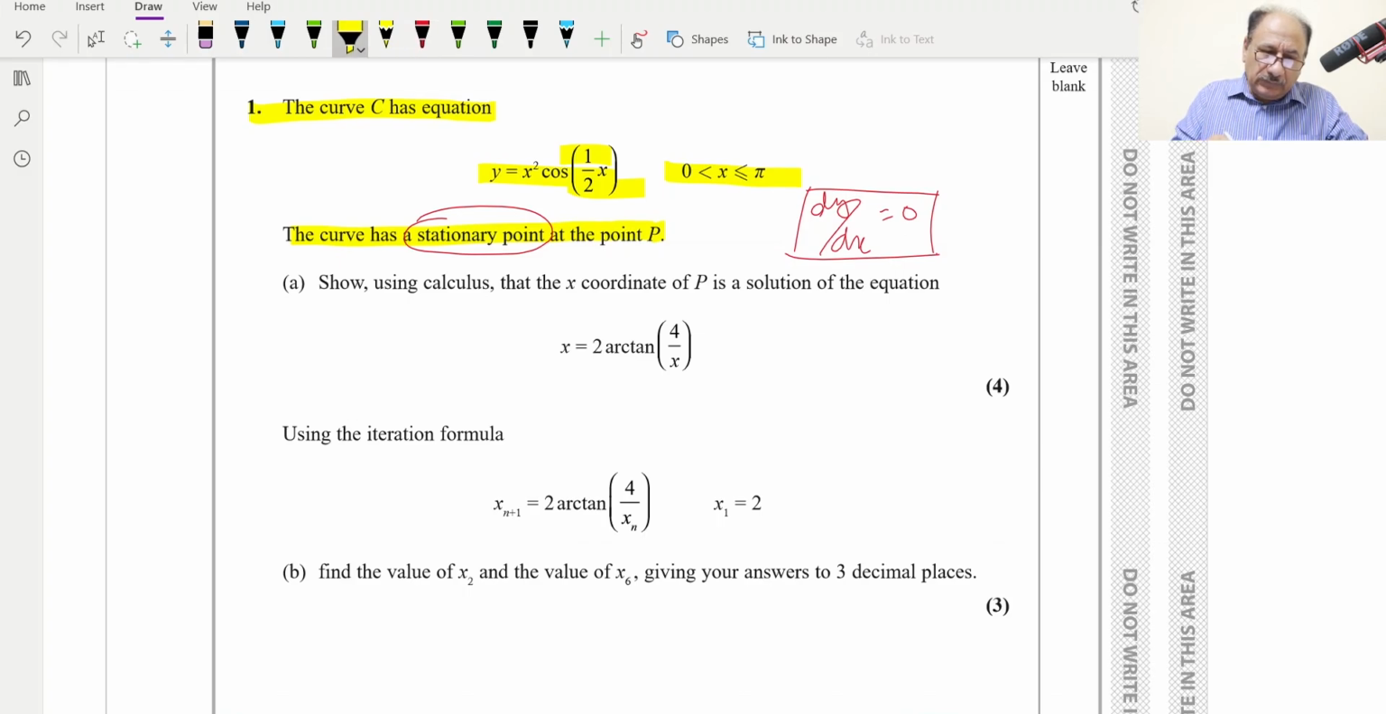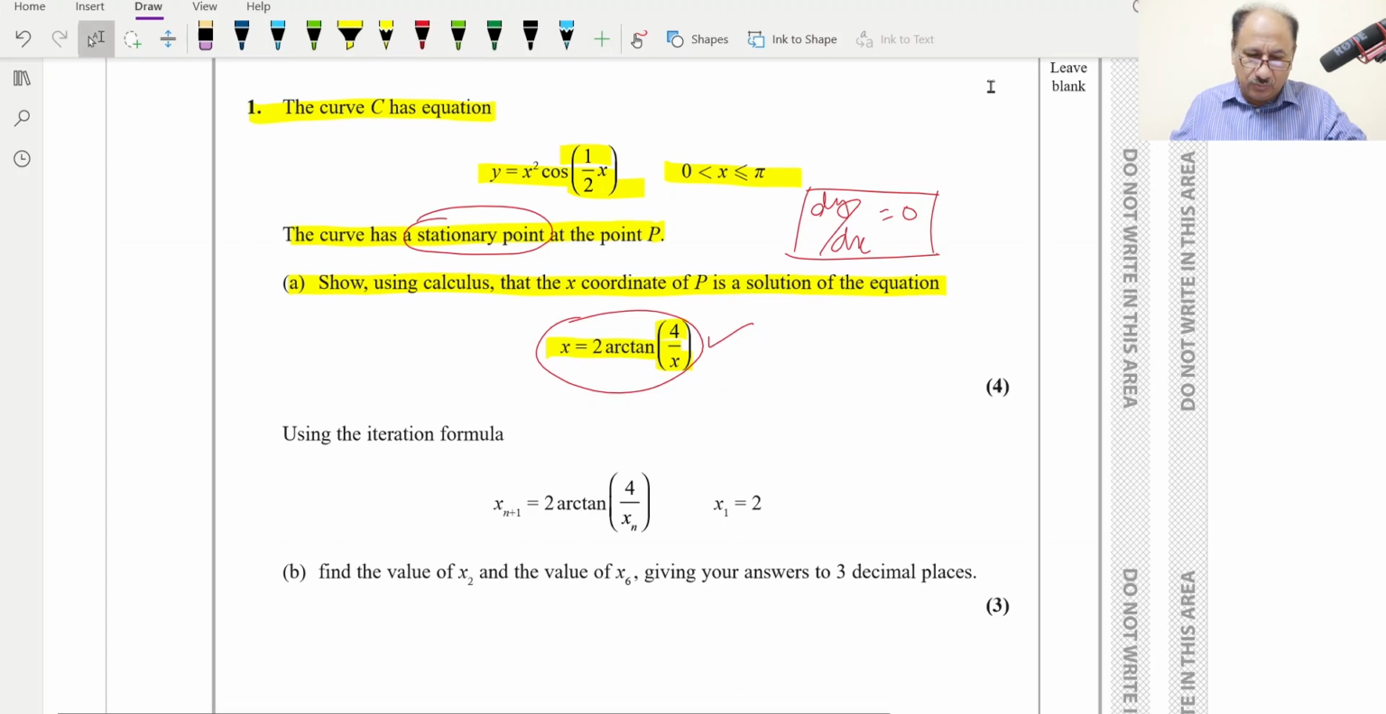Now part A: show using calculus that the x coordinate of P is a solution of this equation. This is basically the x coordinate, because the stationary point will have an x coordinate as well as a y coordinate. We have to prove that this is the x coordinate of that stationary point.